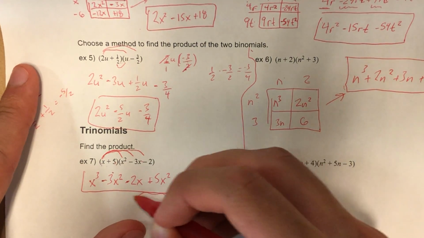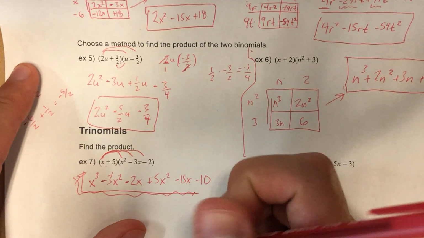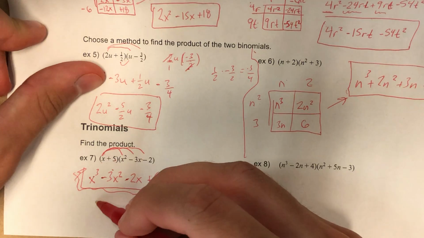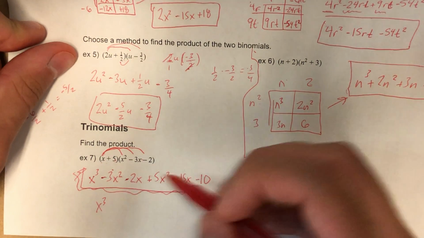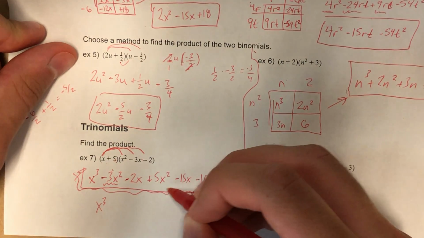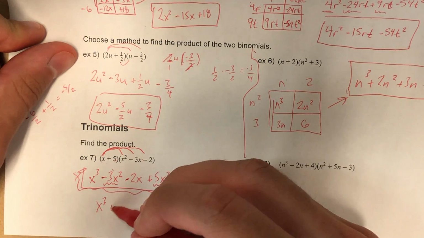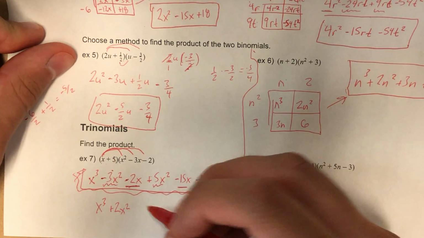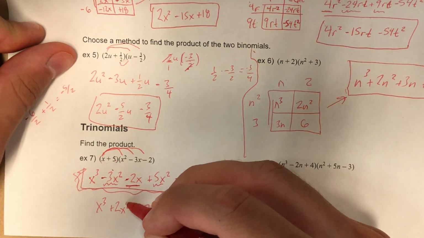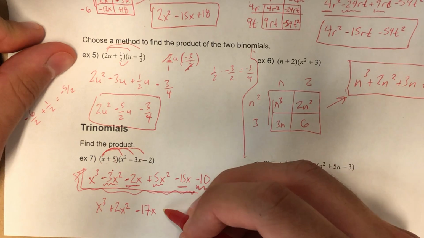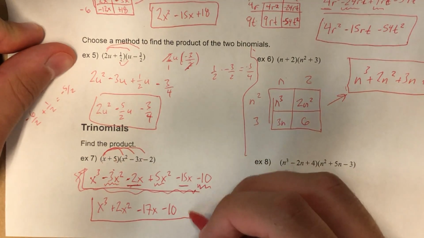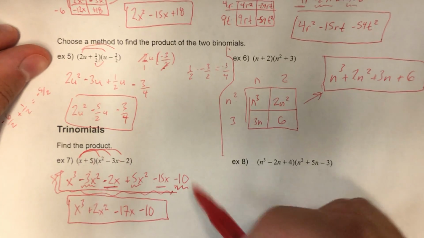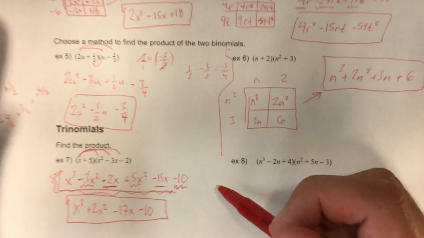Whoops. Okay. We are not done. Almost forgot. Got to add like terms. So x cubed, only one. x squared, we've got two of them. We got negative 3x squared and positive 5, so that's a positive 2x squared. We have negative 2x and negative 15x, so that's a negative 17x. And then lastly, we have this negative 10, so we just subtract 10. There we go. You could also use the table method. I'll show that for the next one.